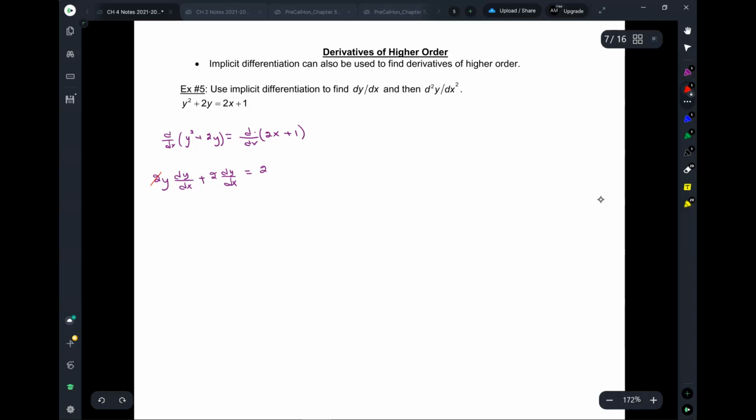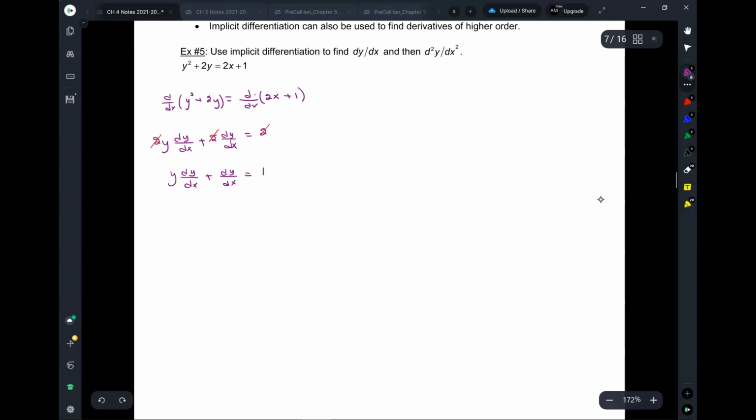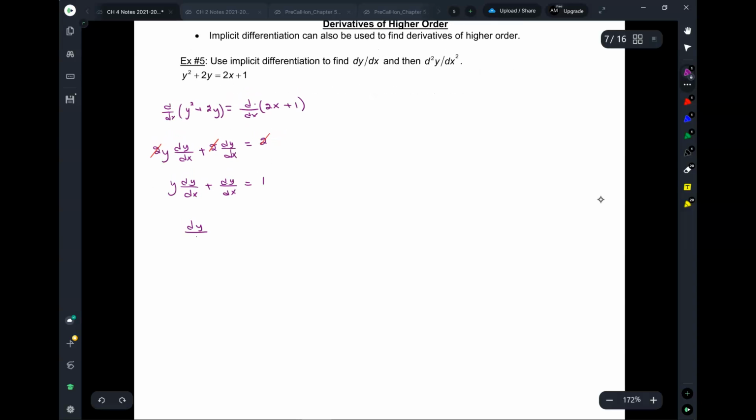Now, there are 2's everywhere, so we can cancel out all the 2's, and I get y dy/dx plus dy/dx is equal to 1, not 0. Careful there. Factoring out a dy/dx, I get dy/dx times (y plus 1) is equal to 1. So what's dy/dx equal to? Yep, 1 over y plus 1.